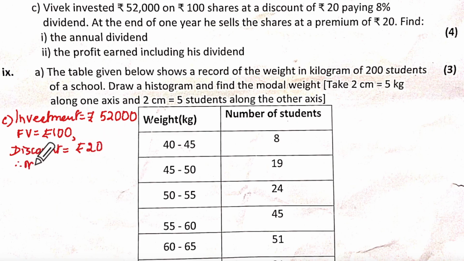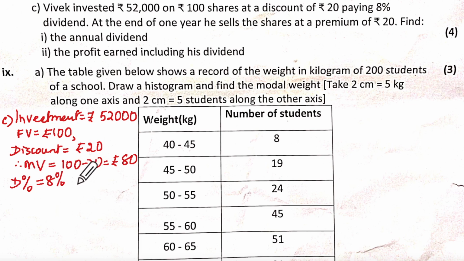Immediately, therefore, what you'll say, MV equals 100 minus 20, which equals 80. Very good. I'm so happy you're writing the steps properly. Then paying 8%, that means D percent equals 8%. Now remember, spell out discount. Otherwise this D and this D will be confusing. Understanding? Yes, ma'am. Okay, 8%.